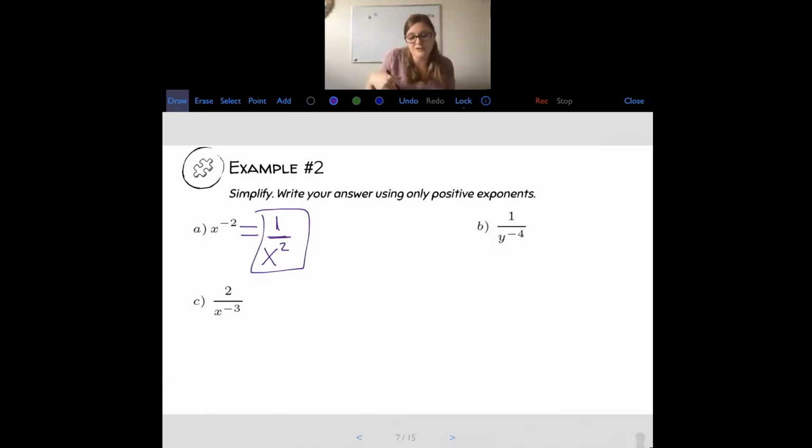Part B was similar to the one that we did in the previous example. So in order to make this exponent positive, it goes to the numerator. So this is 1 times y to the 4th, which is just y to the 4th.